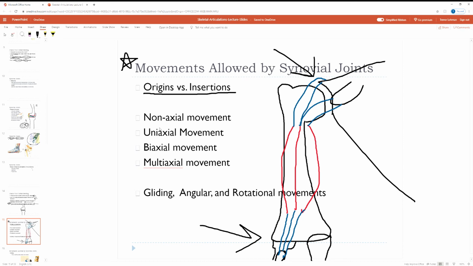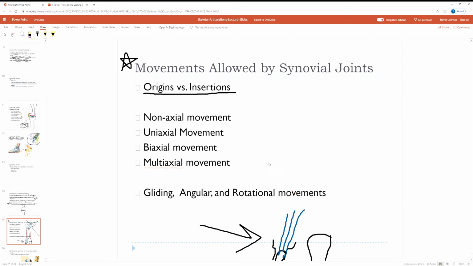So anyway, the point is, if that was confusing, don't worry about it. Origins are more proximal, less mobile. Insertions are more distal, more mobile. I won't ask too many questions about that, but it's in your book, so I just wanted to cover it real quick. So we're going to talk about all this different stuff here.